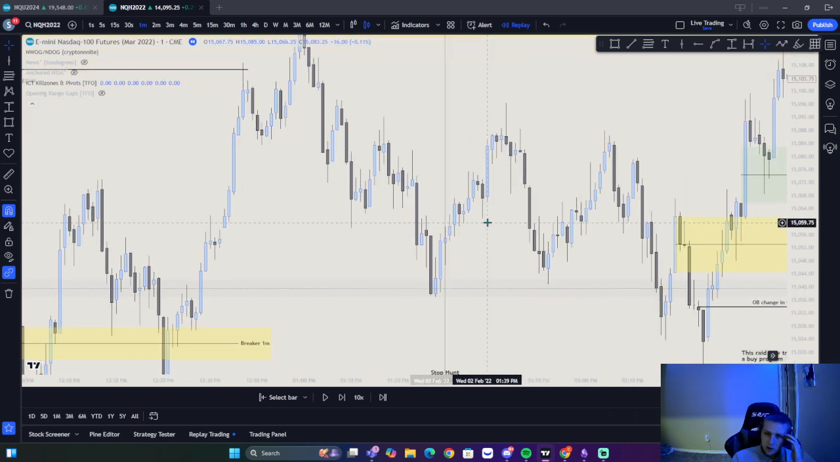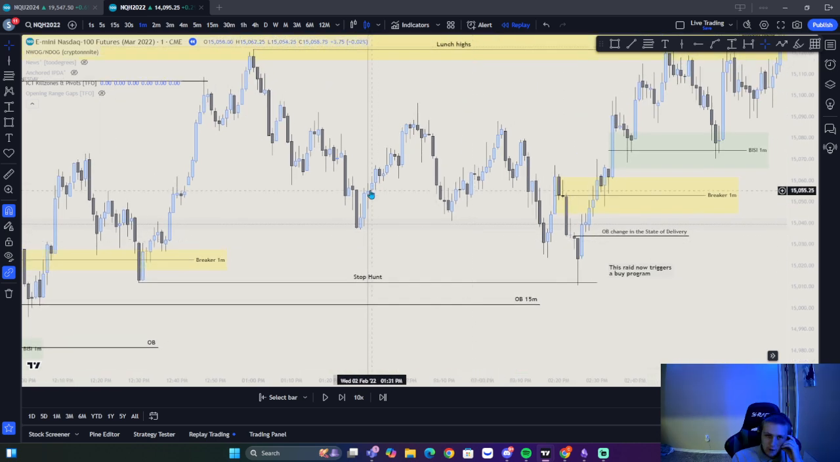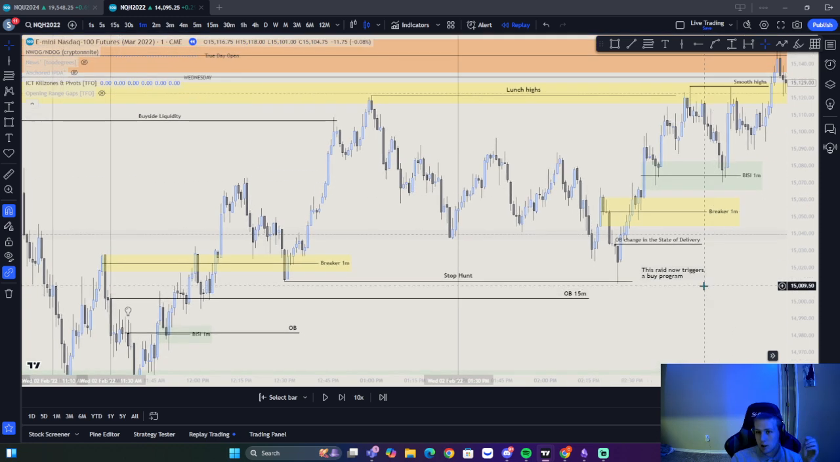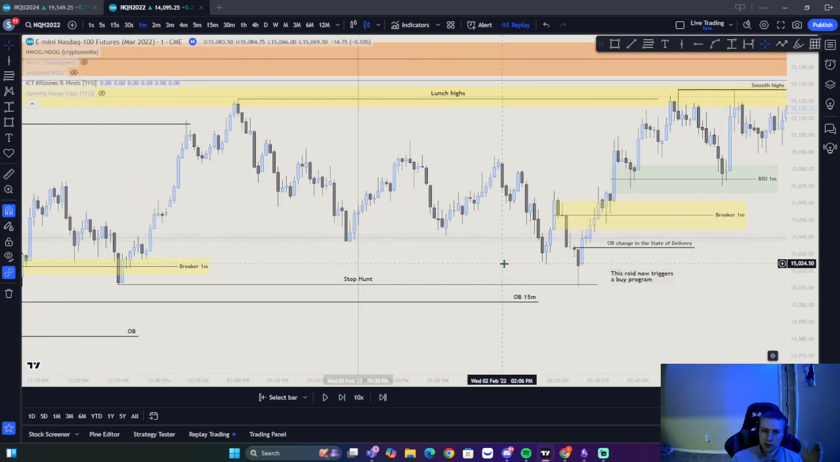Very nice. Displacement. And now what do we have? We're entering the PM session. For PM session, we preferably want to see lunch lows get taken to trigger a buy model or a reversal. In this case, lunch is the reversal. So in order to see a continuation, we just want to see some form of stop hunt to then see maybe possible continuation within the PM session.